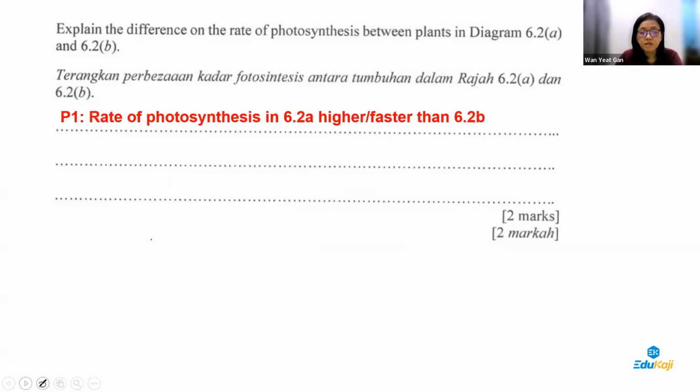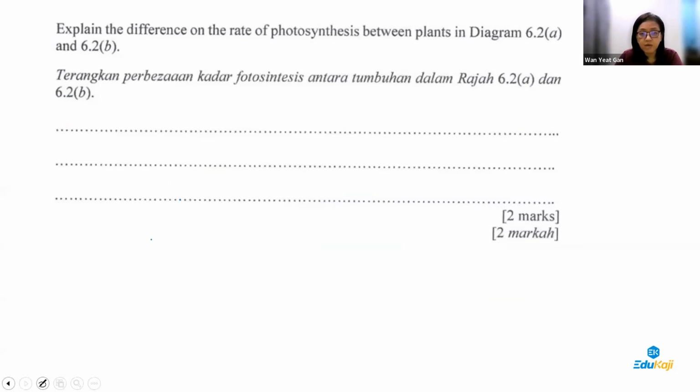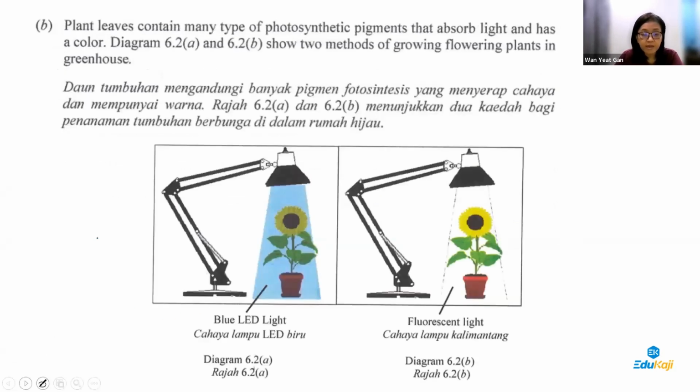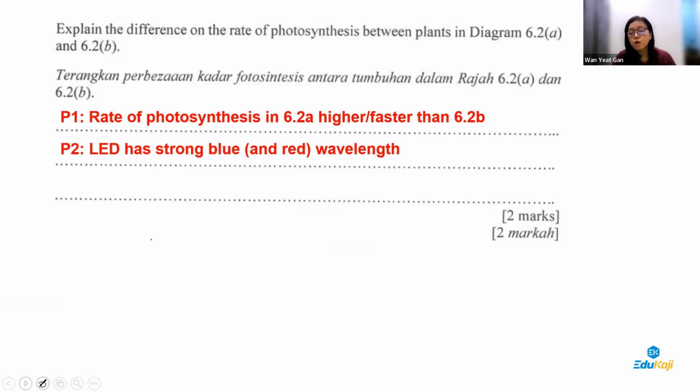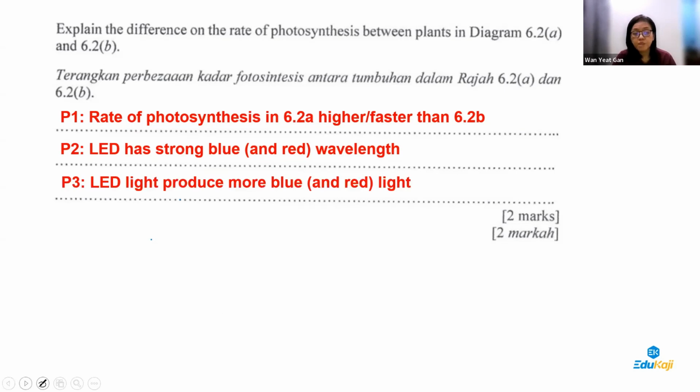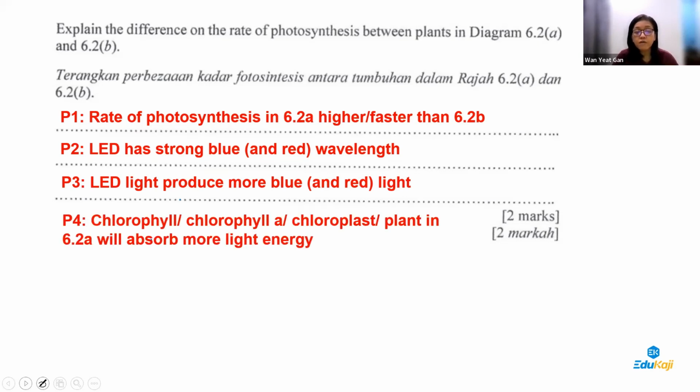Now, the rate of photosynthesis in 6.2a is faster than 6.2b. That means the LED blue light provides the optimum light to the plant, so the rate of photosynthesis is higher than 6.2b. The LED has a strong blue and red wavelength. Blue and red light usually have a higher absorption by the chlorophyll. Therefore, since the chlorophyll absorbs a lot of blue and red light, the rate of photosynthesis becomes faster under the LED blue light.